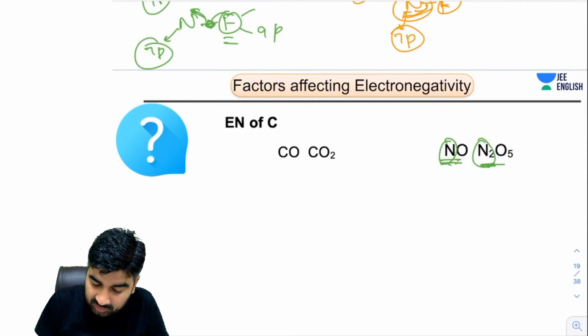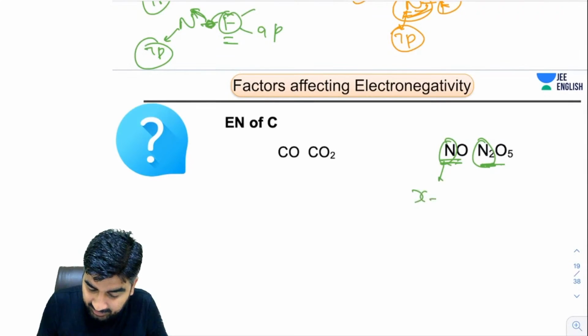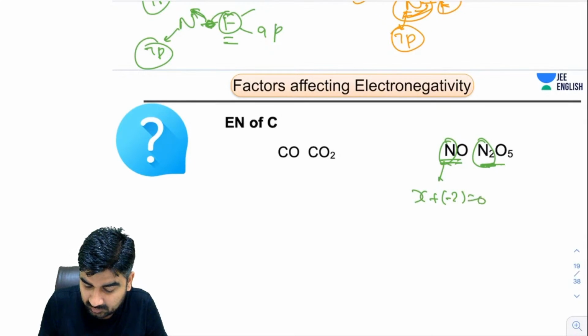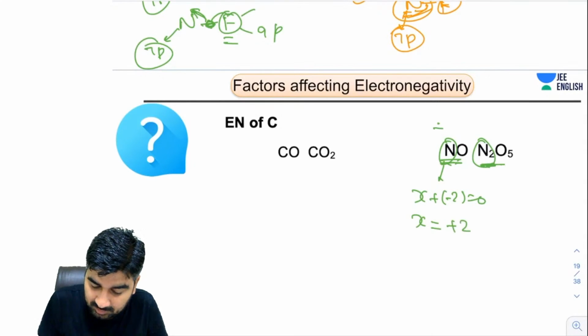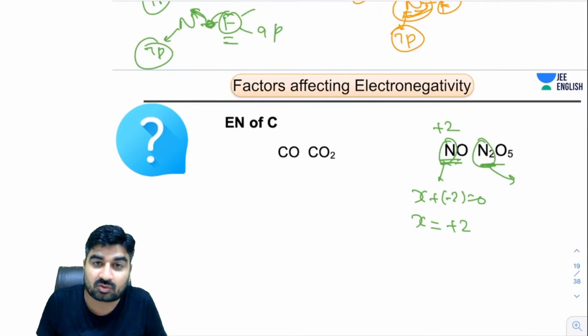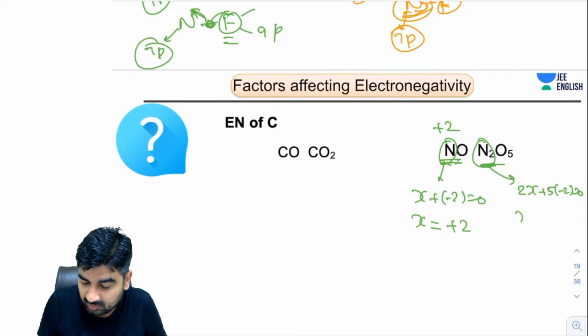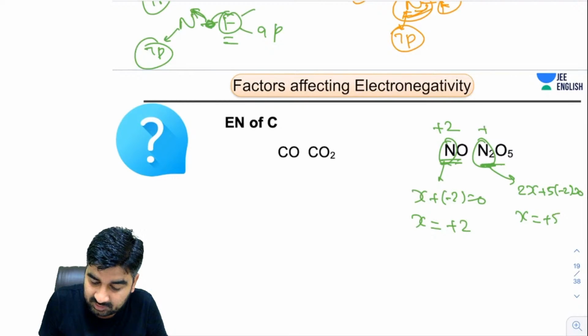Now if we calculate oxidation state here, it will be x plus -2, so the oxidation state of nitrogen is +2 here. But if we calculate oxidation state here, it is 2x plus 5 into -2, so x will be +5. So here it is +5.